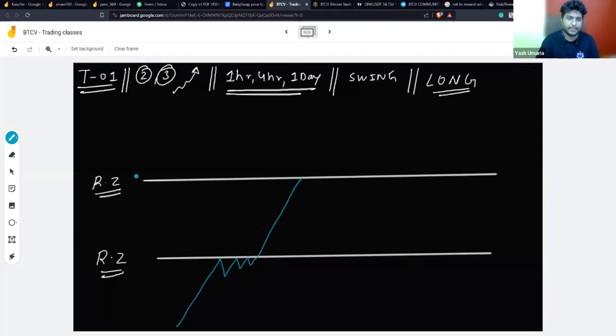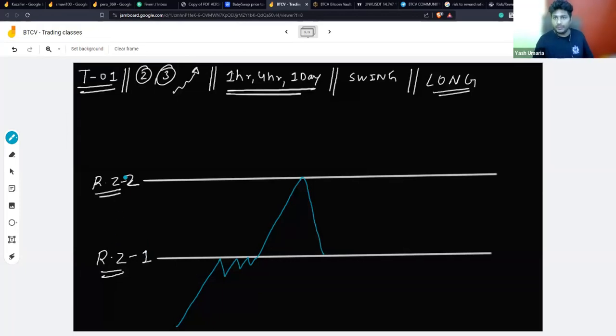Okay, great. Now this is resistance 1 and this is resistance 2. Let's write it like that. Okay, resistance 1 and resistance 2. Now what we want from here is that we want this resistance to act as a proper resistance. Okay, and then we should expect the market to move down to the previous resistance level, which is resistance 1.